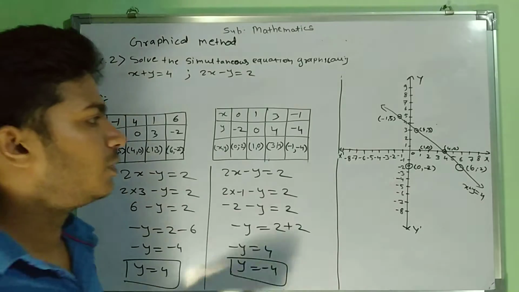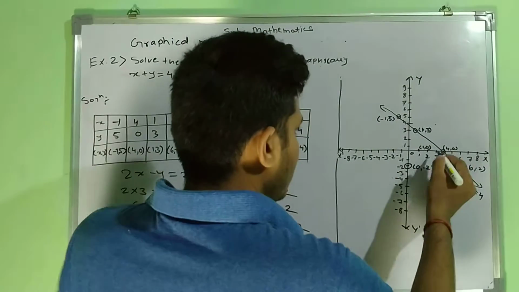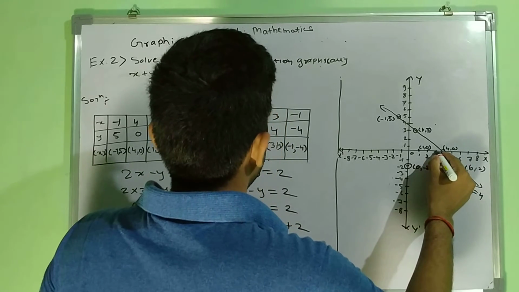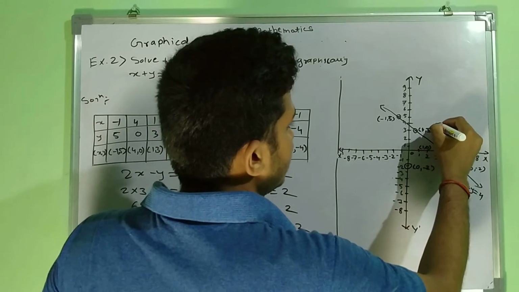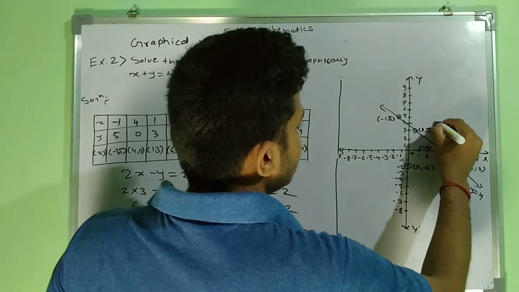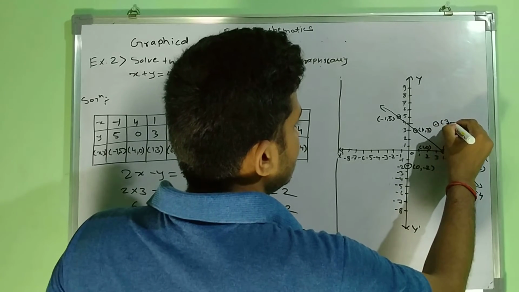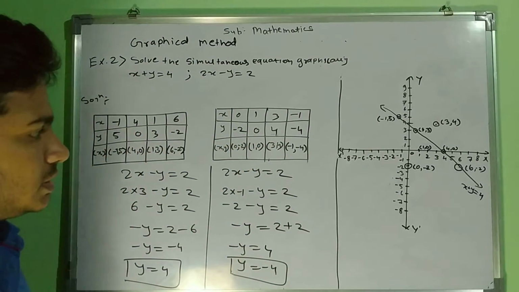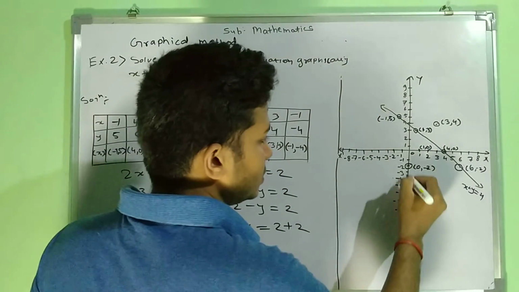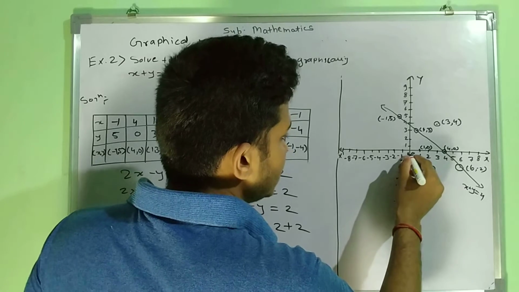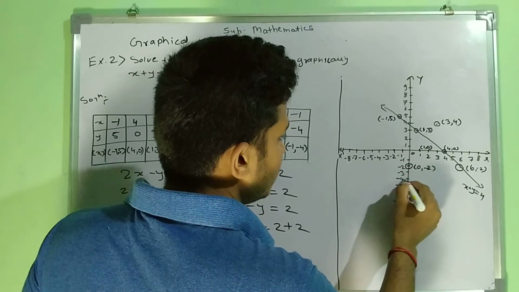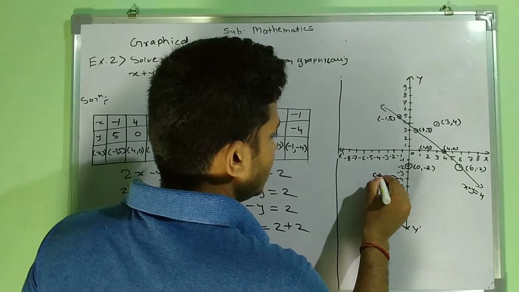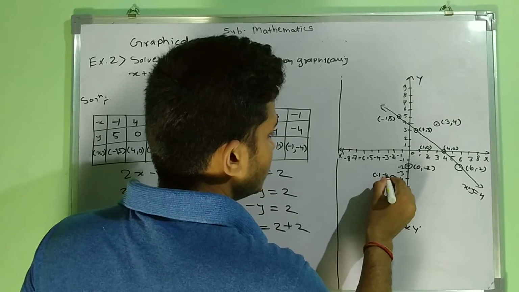After that 3 comma 4, 3 on x axis and 4 on y axis. So 3 comma 4 will be here somewhere. 3 comma 4. And next, last point is minus 1 comma minus 4. Minus 1 on x axis and minus 4 on y axis. So that will be here somewhere. Minus 1 comma minus 4.